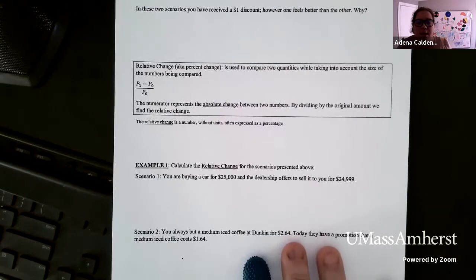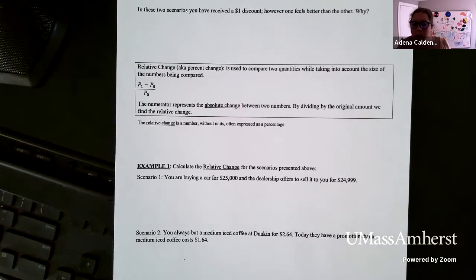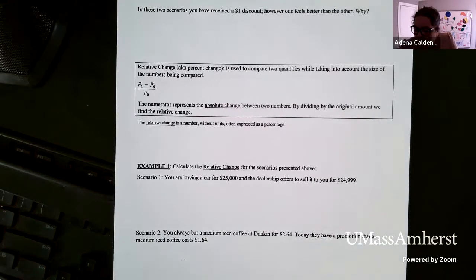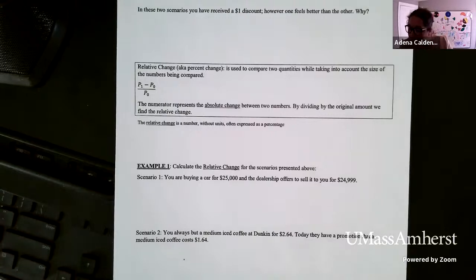So the way that we calculate and consider this is with a slightly different formula. The relative change, which we also sometimes call the percent change, is used to compare two quantities while taking into account the size of the numbers being compared. Okay, so our formula looks like this.